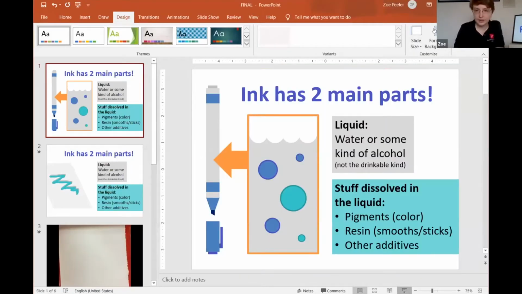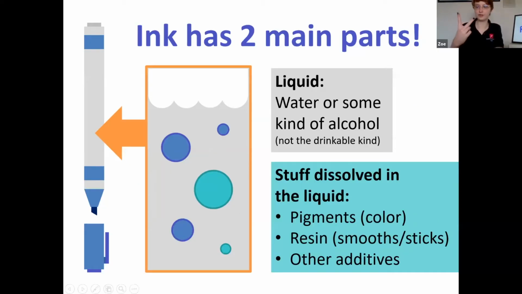Okay. Now, marker ink has two main parts to it that we can think about. You've got the liquid part of the ink, which is usually water or some kind of alcohol. And then you've also got the stuff that's dissolved into that liquid. That can include things like the pigments, which give the marker its color. It also includes resins, which help the ink smooth out and have a good texture and also stick to the surface you're writing on, in this case, my glass. And there could also be a few other things dissolved into that liquid, for example, maybe something that would help the marker stop from drying out.